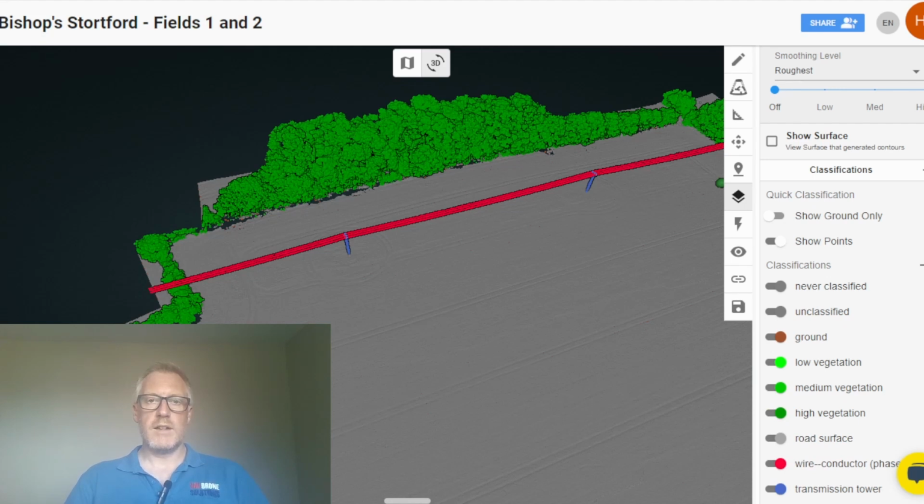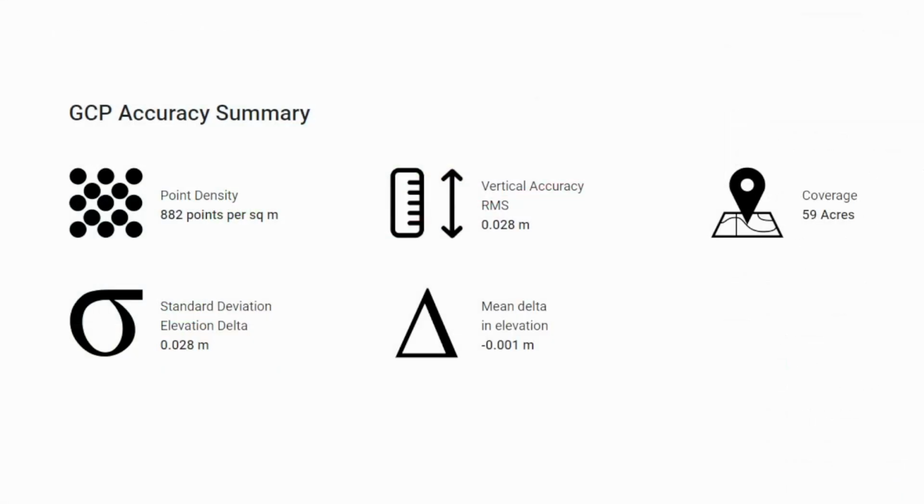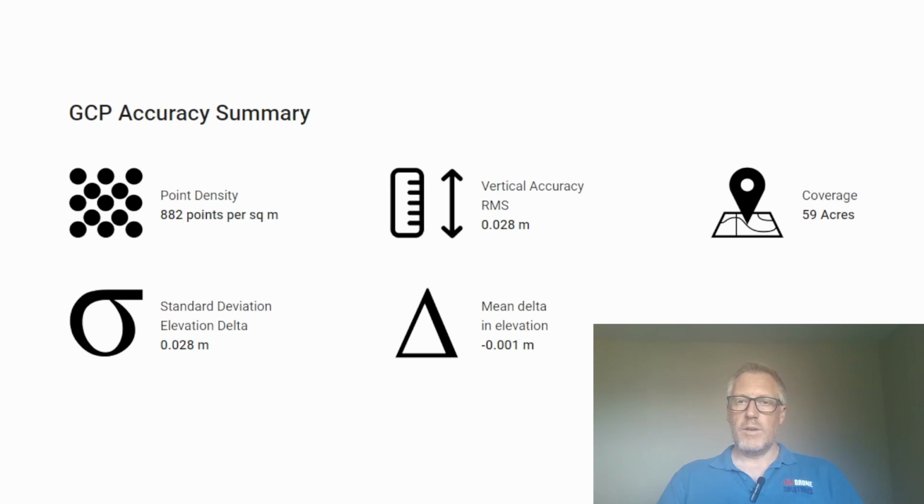We can also take a look at the accuracy report here. We've got the confirmation of the point density. It's 882 points per square metre were measured on this one. The coverage of 59 acres, and there are also three measurements of accuracy, and you can see we're coming in well under 3 centimetres there. So amazing stuff.